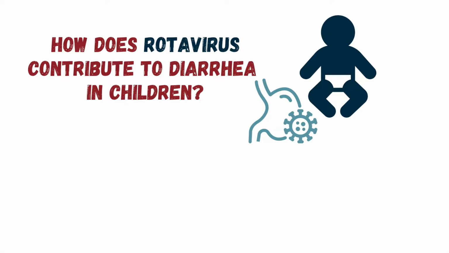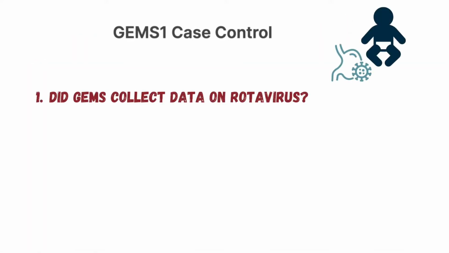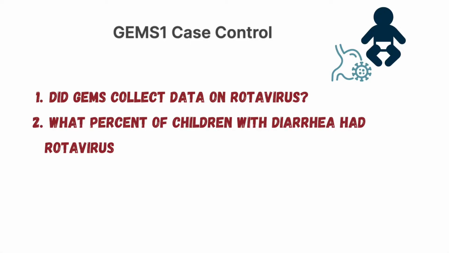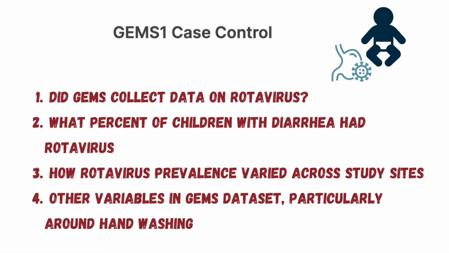Suppose I am particularly interested in exploring how rotavirus contributes to diarrhea in children. From the study summaries table, I learned that GEMS is a diarrheal disease study, and I want to explore it to see if 1. GEMS collected data on rotavirus, 2. what percent of children with diarrhea had rotavirus, 3. how rotavirus prevalence varied across study sites, and 4. what other variables of interest the GEMS dataset contains, particularly around hand washing and water usage.